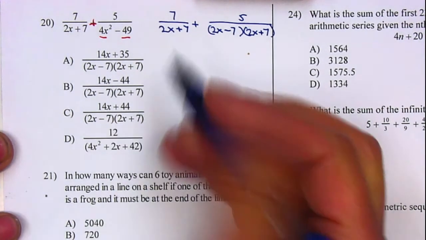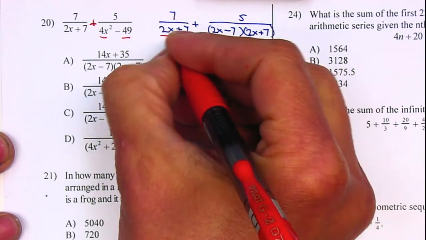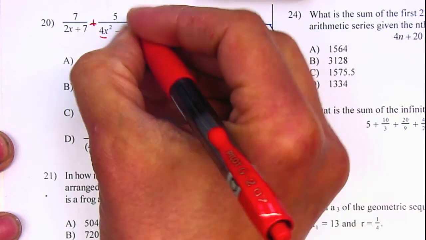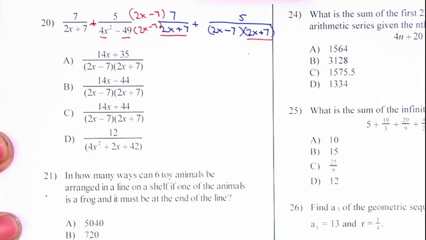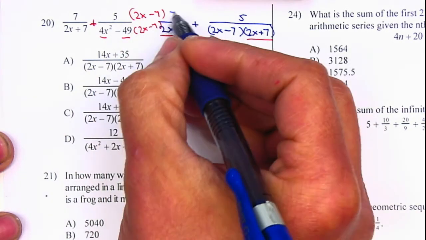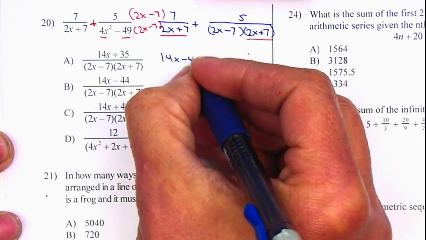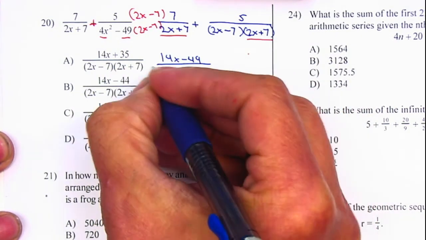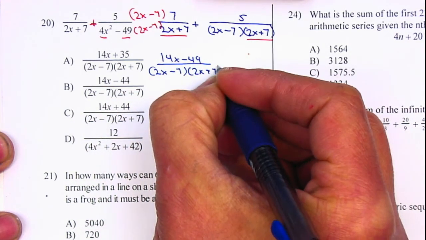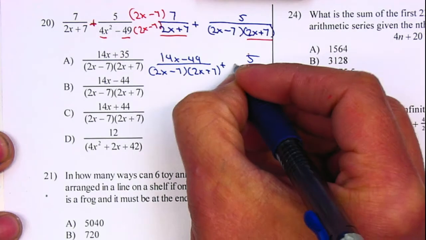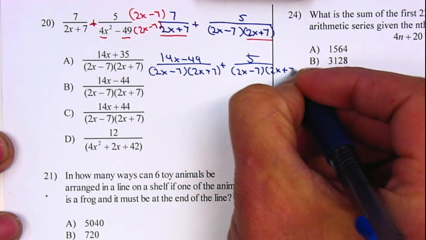Now, I need to have the same denominator. They both have a 2x plus 7. On the left hand side, I need a 2x minus 7. And let's multiply it out. 2x times 7 will be 14x. Negative 7 times 7 will be negative 49 over 2x minus 7, 2x plus 7. Plus, the 5 over 2x minus 7, 2x plus 7.